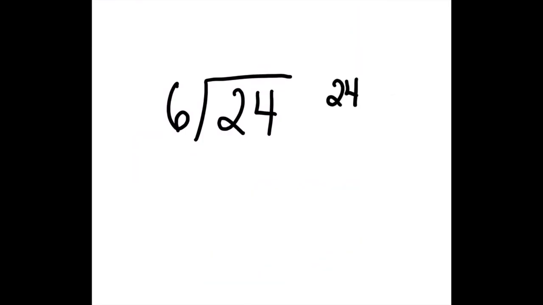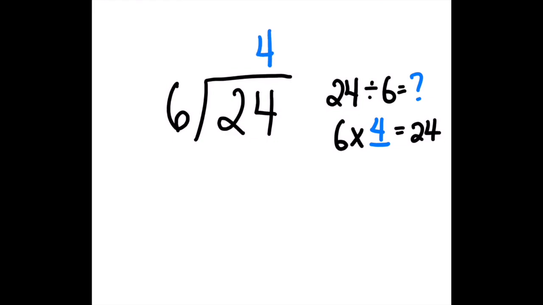Alright, so what is 24 divided by 6? What does it equal? Let's use our knowledge of multiplication to help us with our division. So 6 times what number equals 24? Well, we know that 6 times 4 equals 24. Now, we have to write this very carefully. Because we're saying that 6 times 4 equals 24, we have to write 4 on top of the last digit of the number that we're looking at. Okay, so on top of the 4, we need to write the 4.